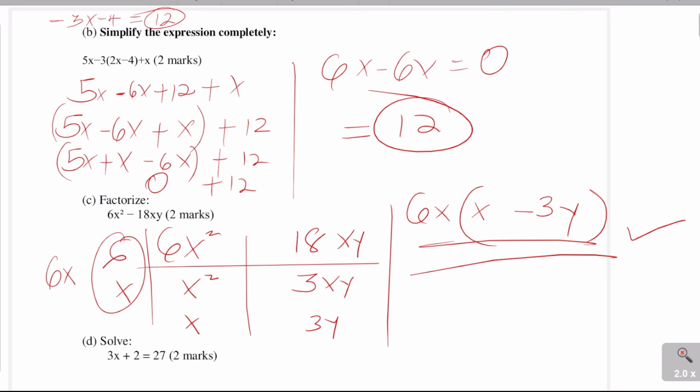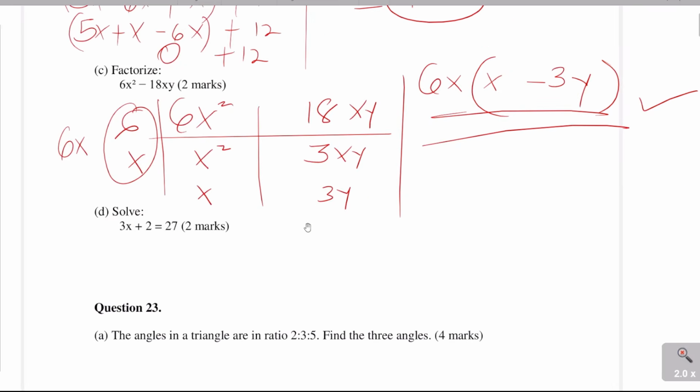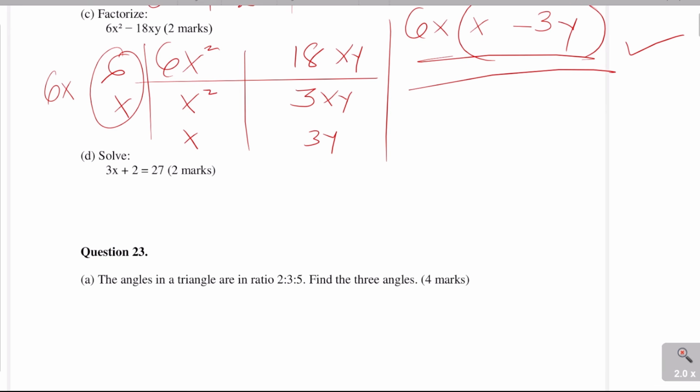We go to part D. Part D. Solve 3x plus 2 is equal to 27. Solving, you must get the value of x. So 3x plus 2 is equal to 27. So you begin by, you want to be left on one side, you remove everything. On the left hand side, where we have 3x plus 2, you remain with x.